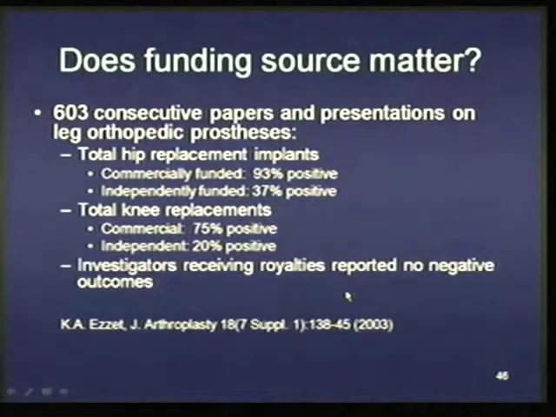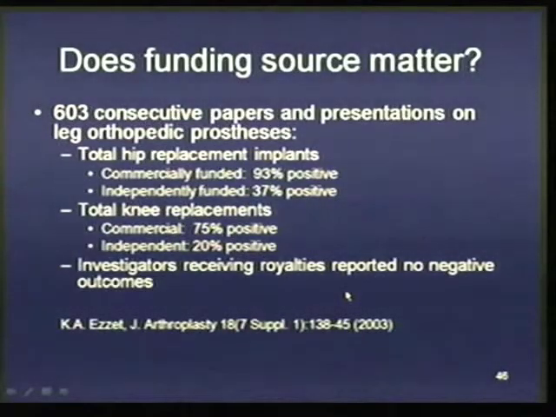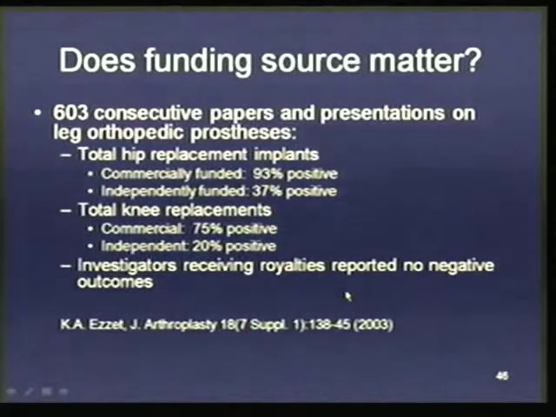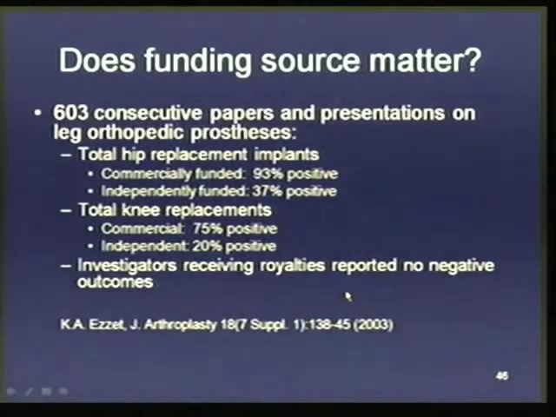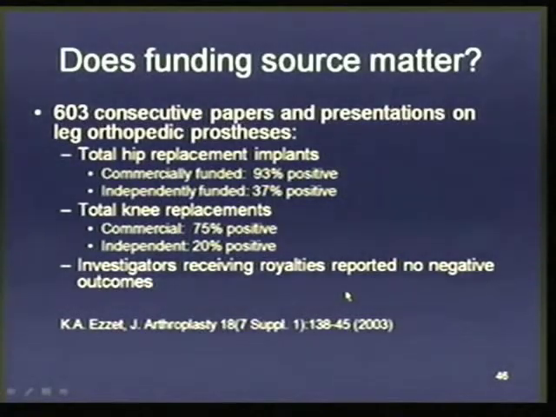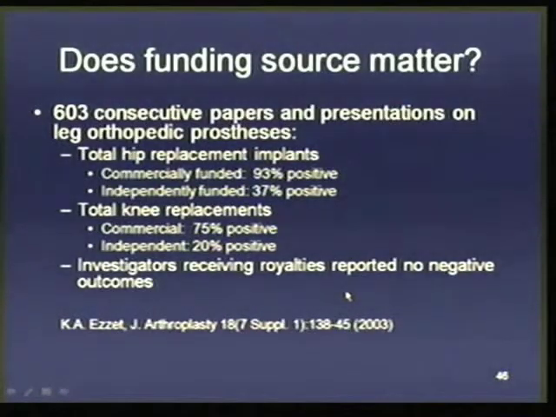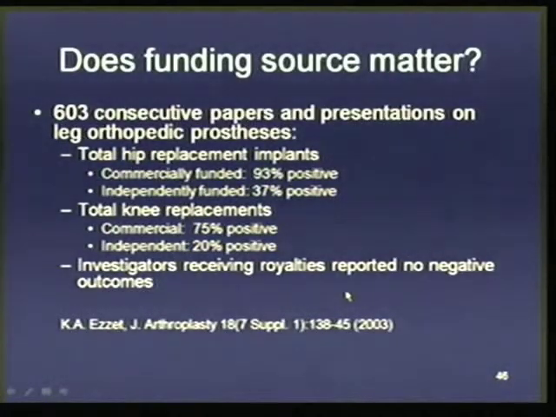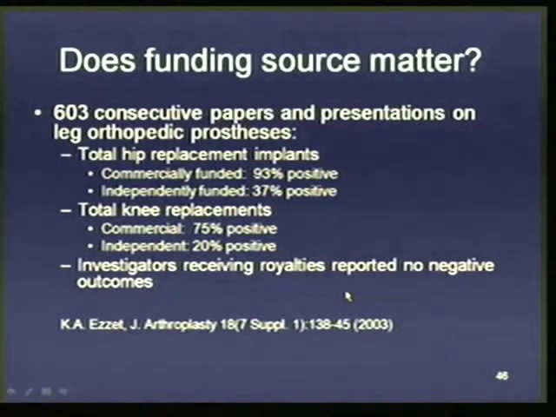So here's some results. This is from a paper that was published in 2003, and what they did is they looked at 603 consecutive papers and presentations on leg orthopedic implants. And when they looked at hip implants, they found that among the commercially funded publications on hip implants, 93% came out with positive results. When they looked at the studies of hip implants that were funded, let's say, by the NIH or people like that, 37% of the published studies had positive results.